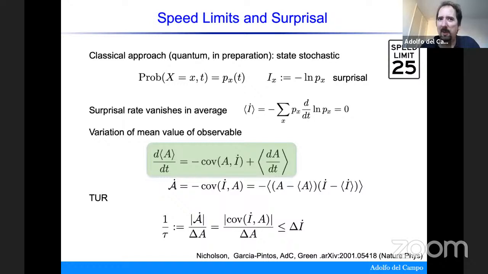Well, we can then proceed somewhat similarly to Mandelstam-Tamm and say that the typical time scale associated with this evolution is going to be given in this form, in terms of the rate of change of these linear correlations over the dispersion of the observable. And again, using the Cauchy-Schwarz inequality over the covariance, you find that this is upper bounded by the dispersion of the surprisal rate. So the fluctuations in the surprisal rate provide here essentially the maximum speed of evolution.